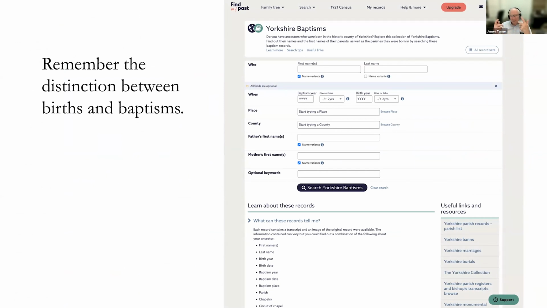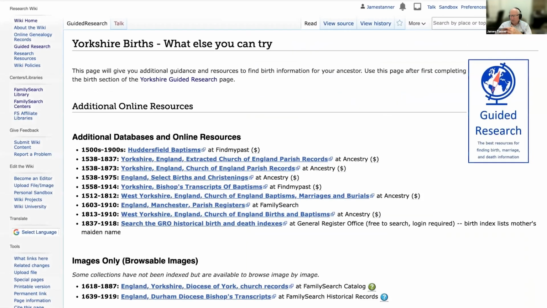And remember, as I mentioned before, the distinction between births and baptisms. When you fill in a record, don't assume that the baptism is directly or even indirectly related to the birth, other than the fact that the baptism is evidence that the person actually lived, and it gives you a specific fixed date that you can work around.